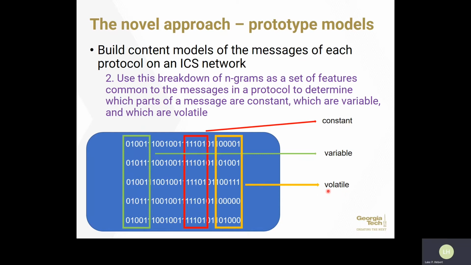And then lastly, we want to note if something is volatile, meaning that we shouldn't expect to find a pattern at this certain location in messages for this protocol. So you see that we can't find any discernible pattern here, and we would call this volatile.